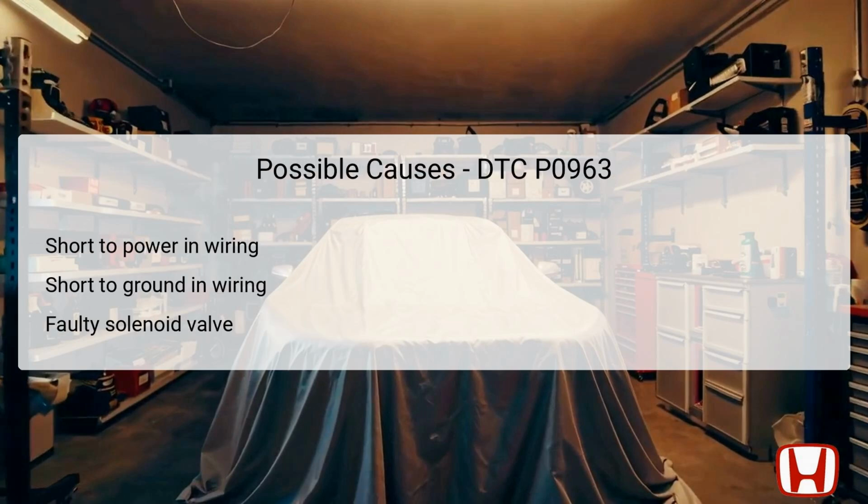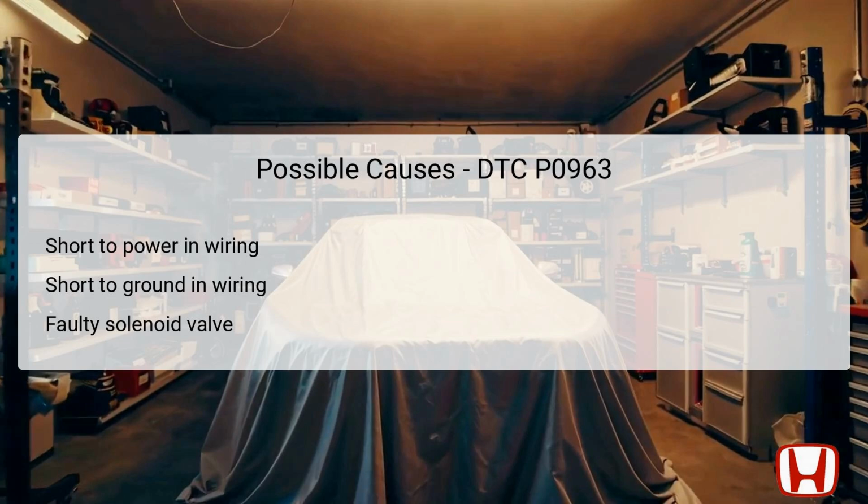Several possible causes can lead to the activation of DTC P0963. First, a short to power in the wiring between the solenoid valve and the PCM might occur, resulting in increased voltage readings that trigger the DTC. This situation may stem from damaged insulation or exposed wiring.